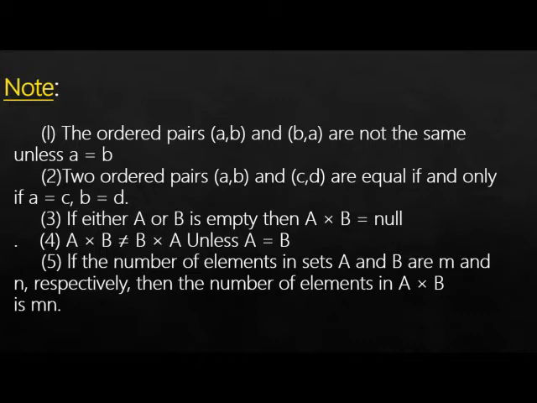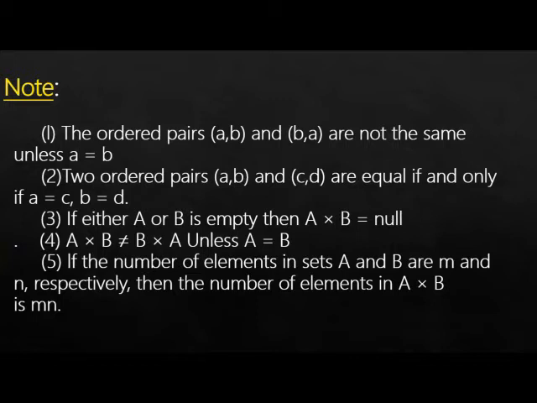But it is not the same for B cross A. Why? Because in B cross A, the first components of all the ordered pairs belong to the set B, and all the second components of all the ordered pairs belong to the set A. So A cross B is not equal to B cross A unless A is equal to B. If the whole set A is equal to the whole set B, it won't matter whether we write the first component as an element of set A or set B. The same goes for the second component.